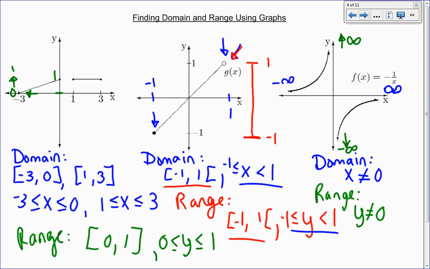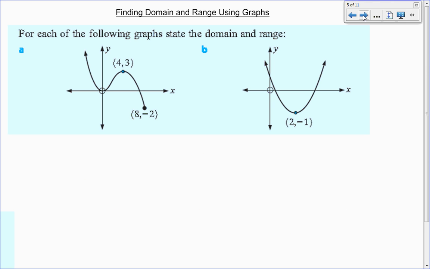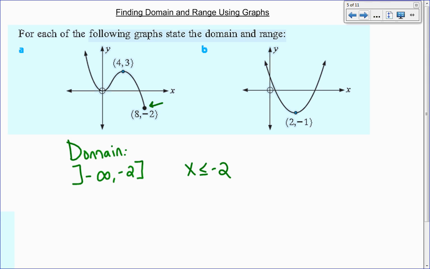Okay, oh, okay, a couple more. Domain and range here, so we've got a domain from -infinity to -2. Or you can write that as x is less than or equal to -2. And again, we can include the equal sign because that point is included. So x goes from -2 all the way to -infinity.